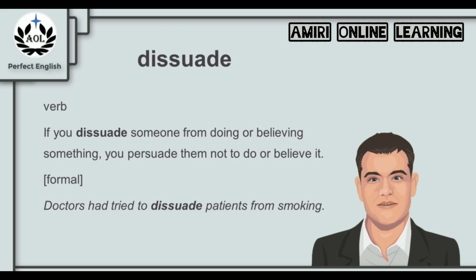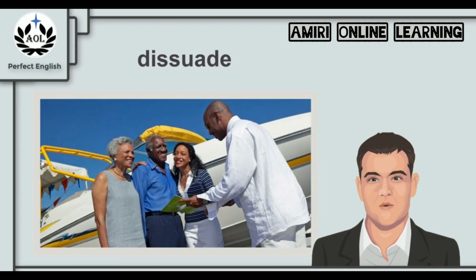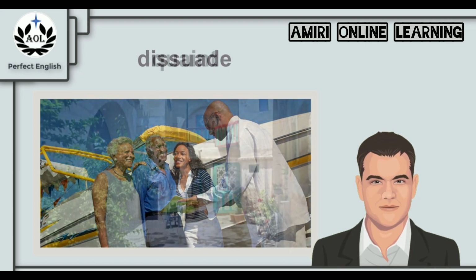If you dissuade someone from doing or believing something, you persuade them not to do or believe it. For example, doctors have tried to dissuade patients from smoking. They tried to persuade them not to smoke. So the next time you remember this picture, remember the word dissuade and what it means. And now for the next keyword, quaint.